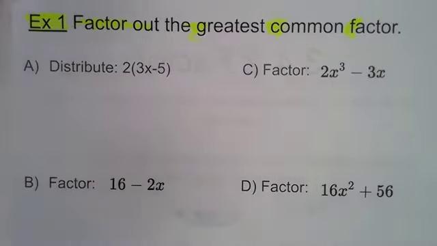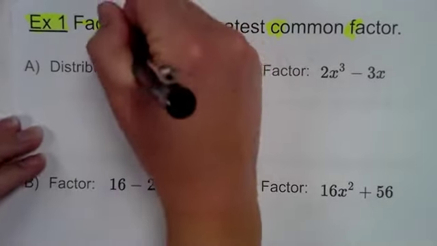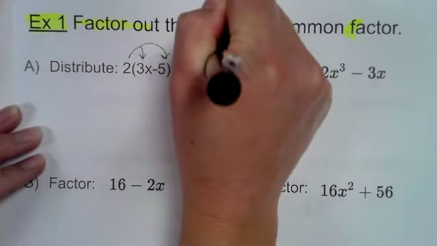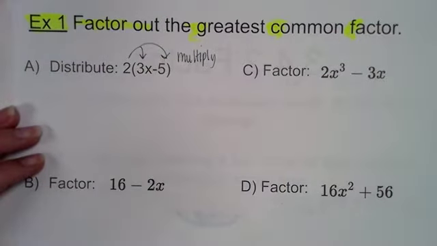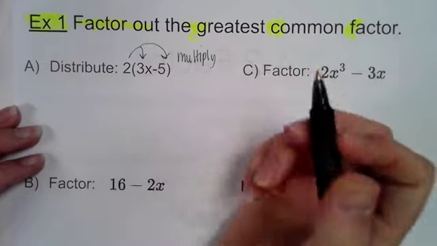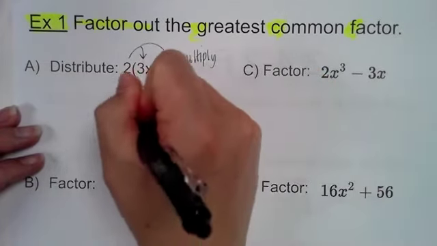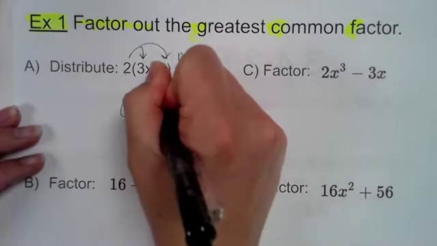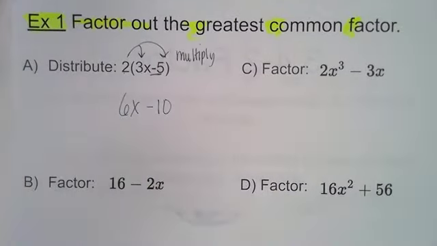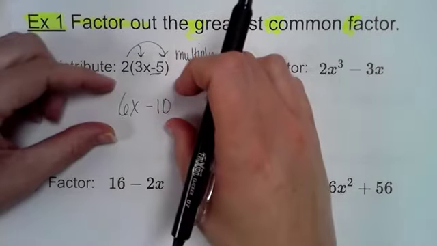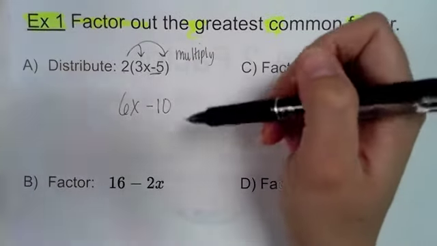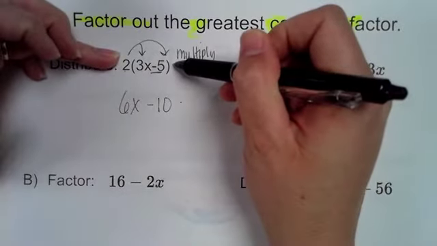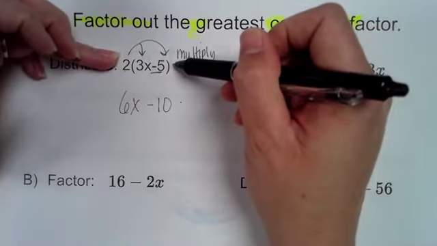And what are we going to distribute? The 2, absolutely. And distribute really means multiply. So we're going to multiply 2 times 3x, which gives us 6x. And then we have 2 times negative 5, which gives me negative 10. Great. And so this is the multiplied form. This is the product. What we want to do is be able to take this product and reverse it. Go backwards, undistribute. That's the goal.